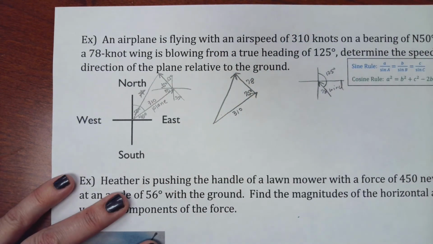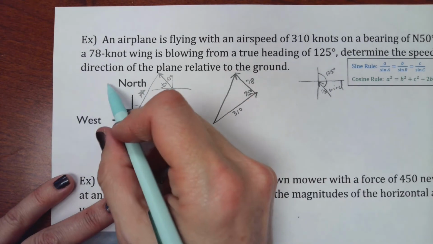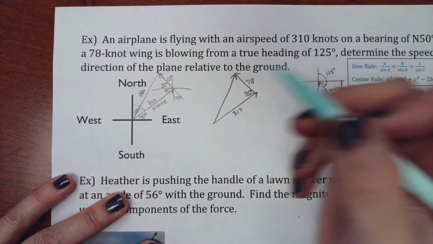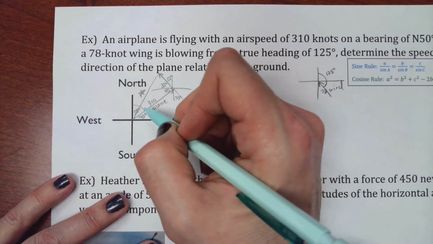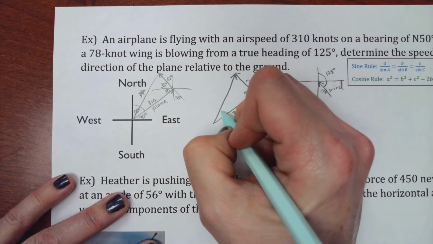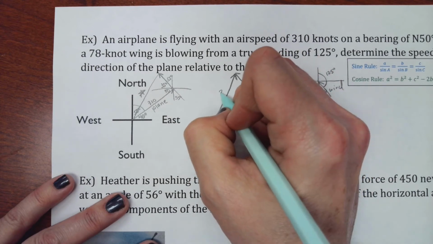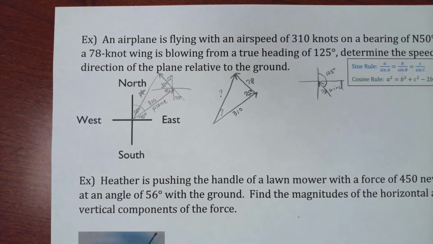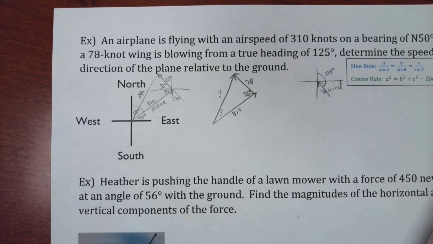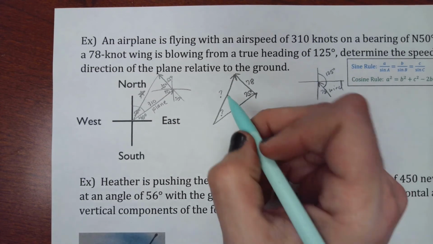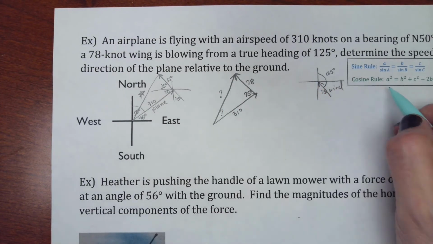So I am trying to determine the speed and the direction of the plane. I want to know the length of this line right here, and also the direction of it. So we need to know this angle, and I need to know this side. That's our goal, but all these angles are a little bit confusing. I cannot use a sine rule because I do not know any side and angle pair. So I'm going to have to use a cosine rule to find this guy right here.